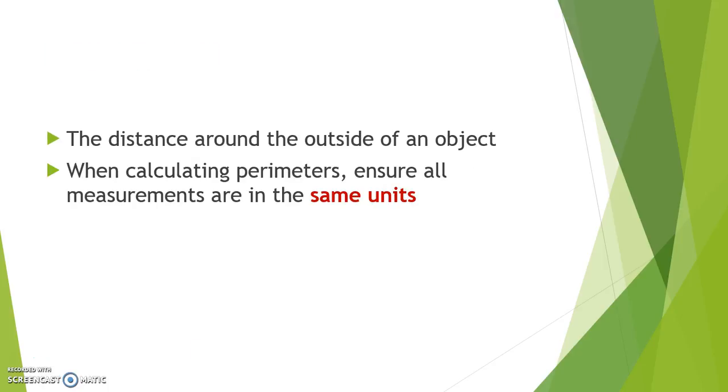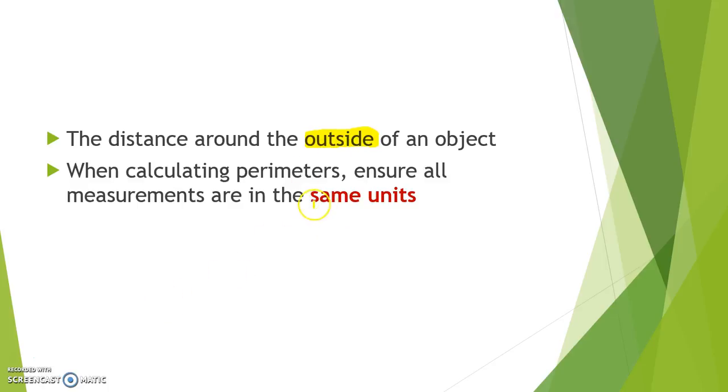So perimeter is the distance around the outside of an object, and that's the key here, it's outside. Even though a lot of our diagrams have lines and things inside the shape, it's only the distance outside. Think of it like a big paddock that you're walking around.